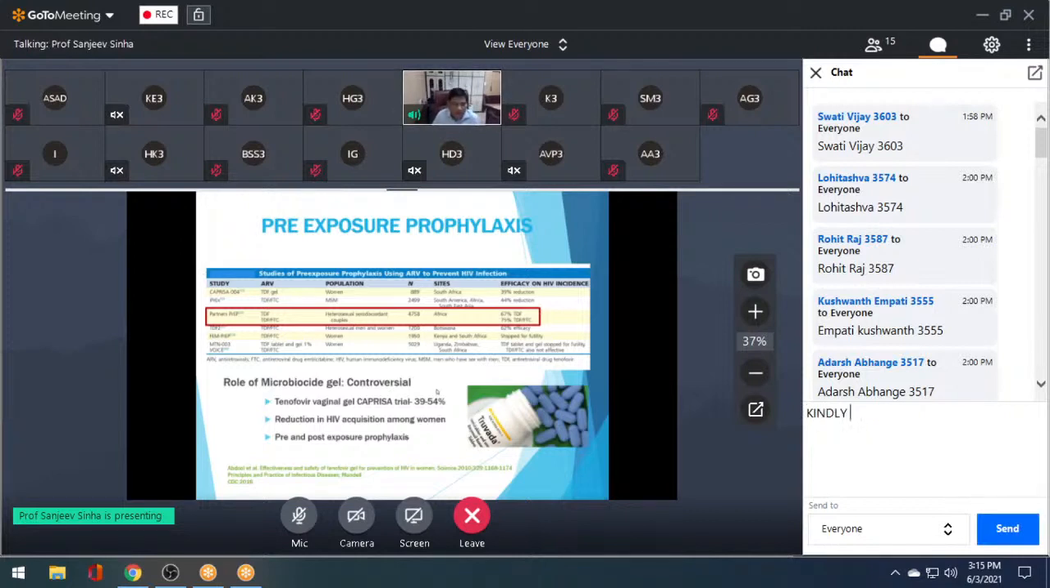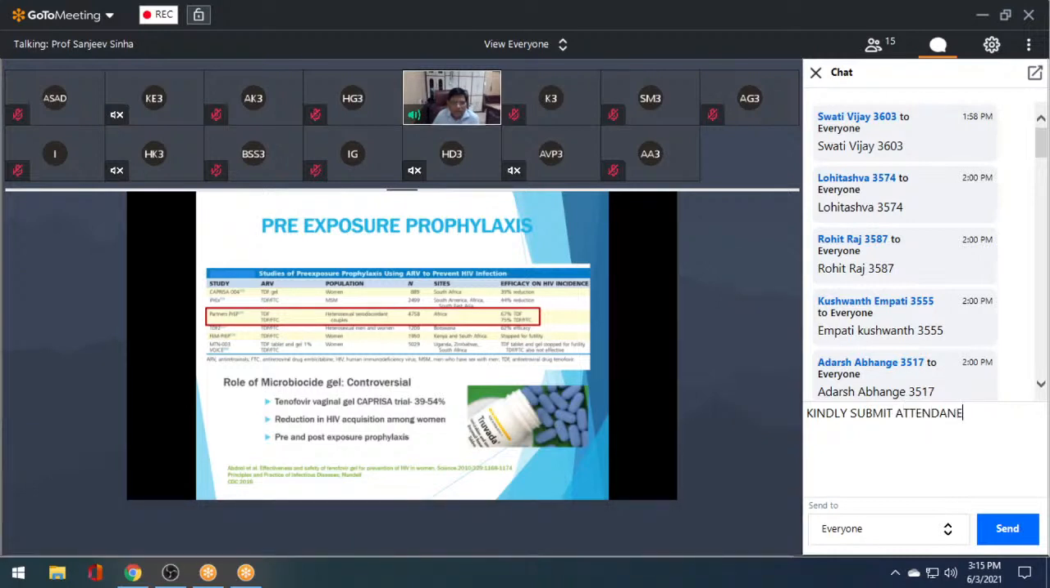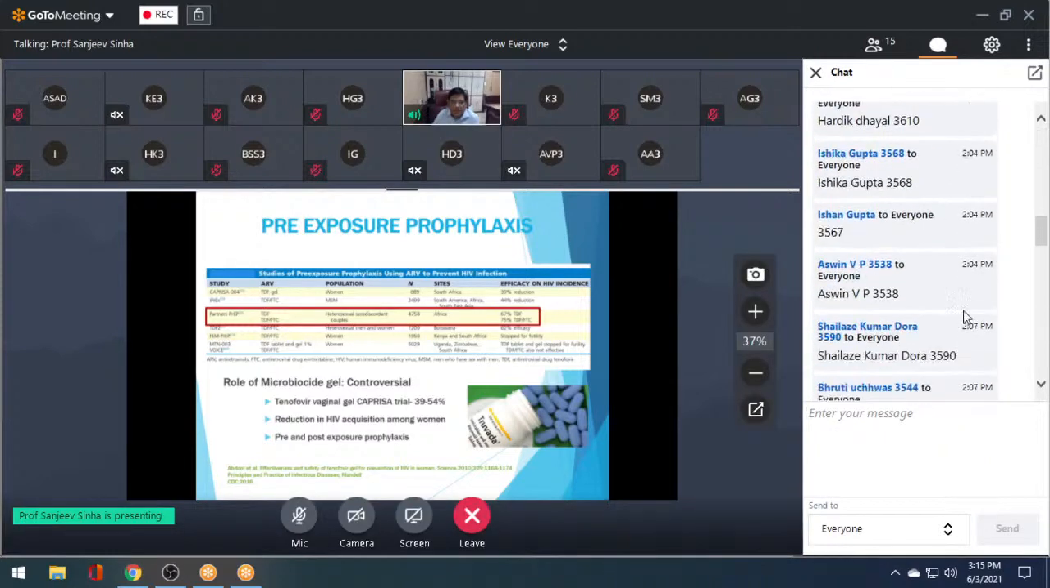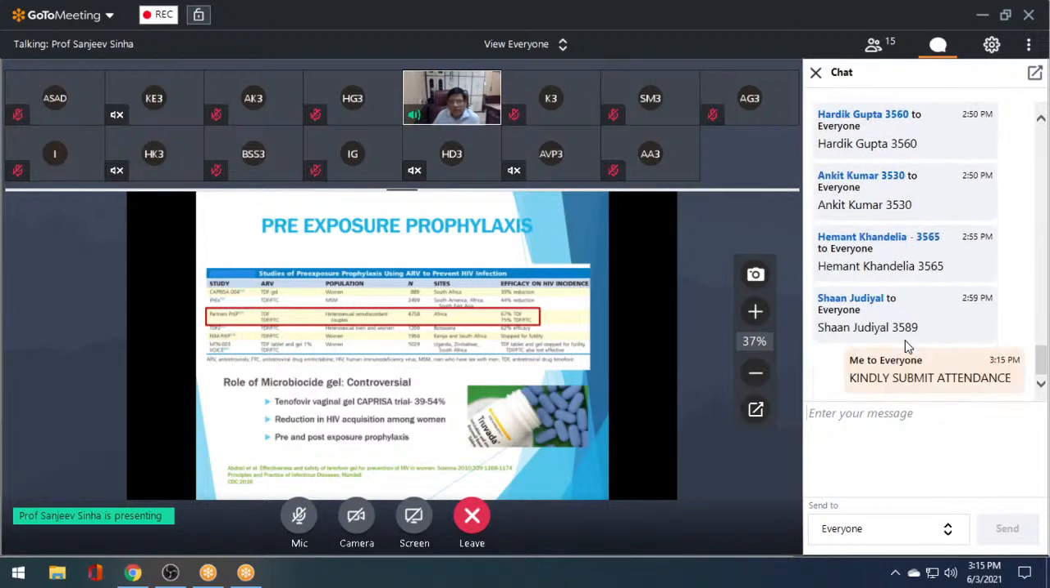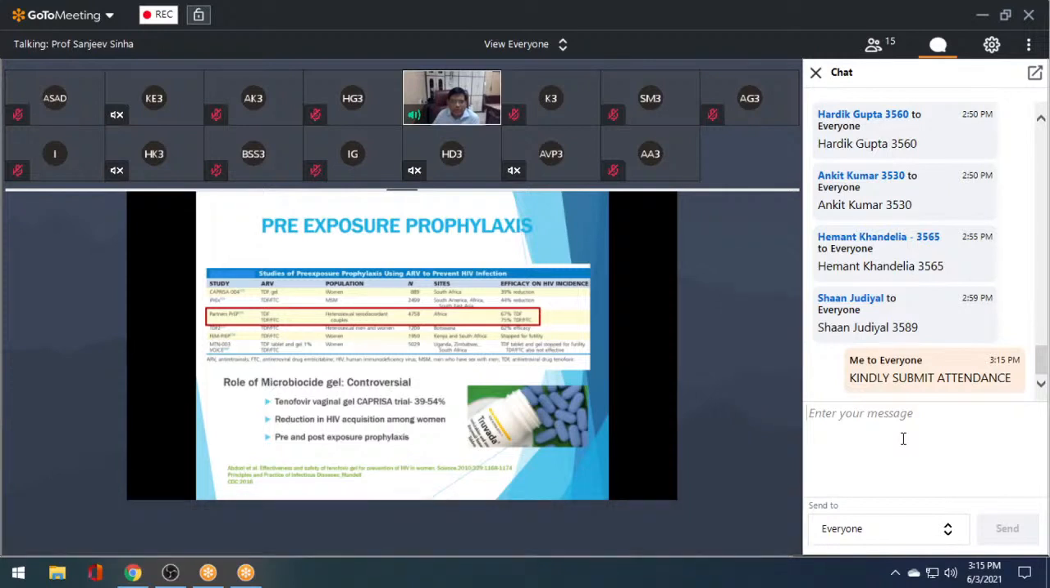Another drug is available in microbicide gel form, where tenofovir was in a gel. Some trials have been done, and it was found to be effective about 39 to 54%, and there has also been a reduction in HIV acquisition among women, in pre- and post-exposure prophylaxis.